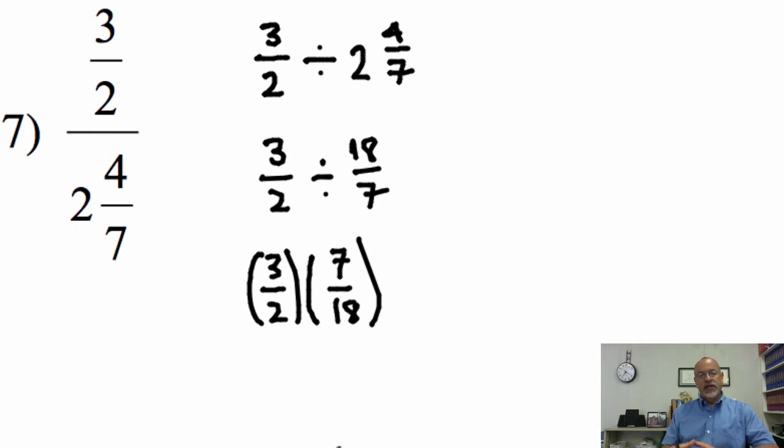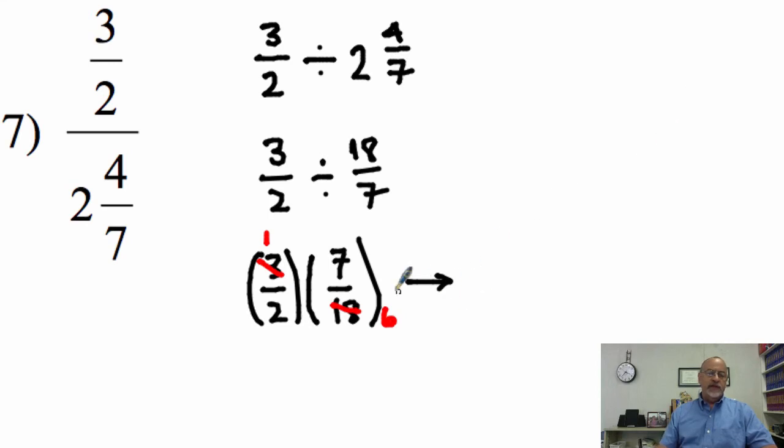Now that it's a multiplication problem, I want to go ahead and pre-reduce. And in this particular problem, I do have some common factors. 3 and 18 are both divisible by 3, so 3 divided by 3 is 1, 18 divided by 3 is 6. Now, I don't have anything else I can divide by because 7 is prime, so now that we've done all our pre-reducing, we'll go ahead and multiply these fractions together.